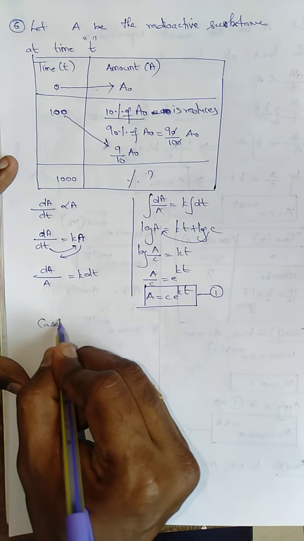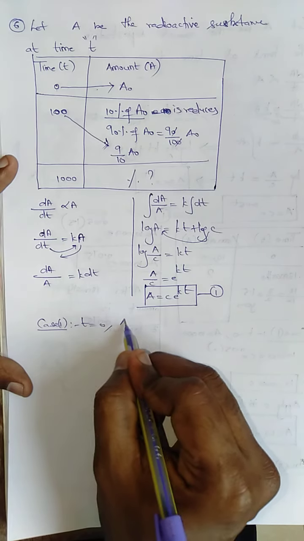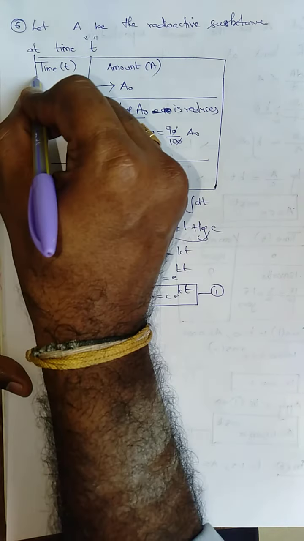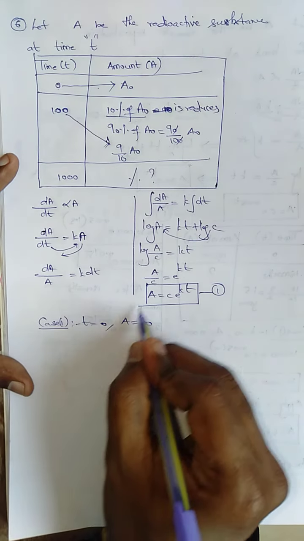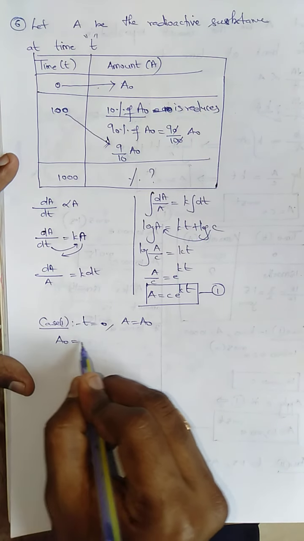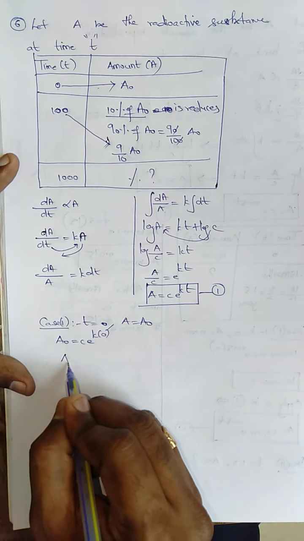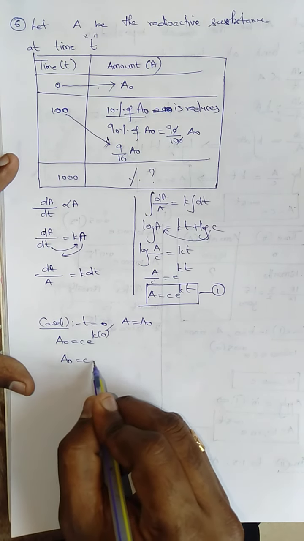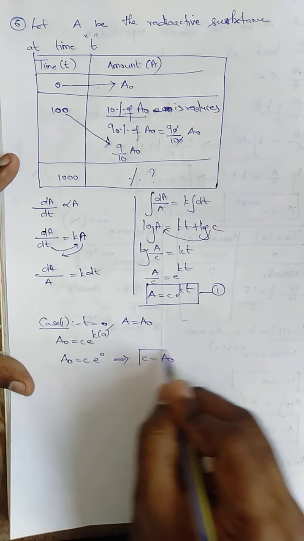Apply case 1. What is case 1? T is equal to 0, A is equal to A naught. What is A here? A naught. A naught is equal to C e power k times t. What is t here? 0. A naught is equal to C e power 0, which gives us C is equal to A naught.